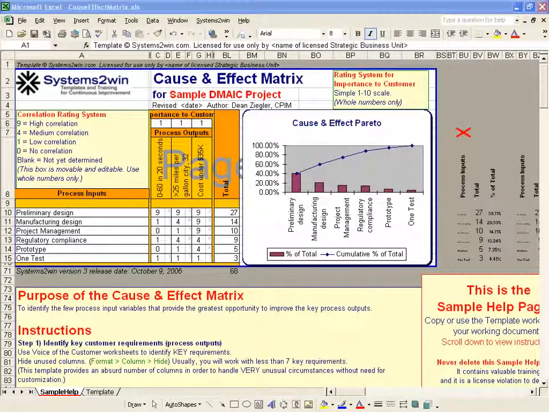Rather than doing all of the thorough analyses of the QFD, the cause and effect matrix is used to identify those few process input variables that provide the greatest opportunity to improve your key process outputs, or things your customers care about. It's a simpler way of answering a similar question. Where should we focus our attention?